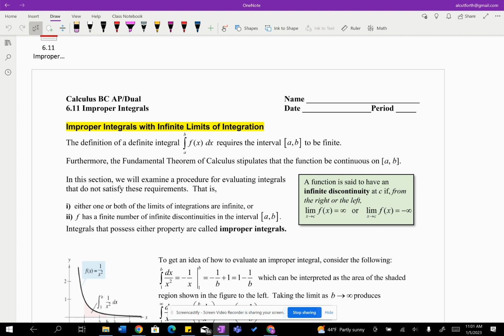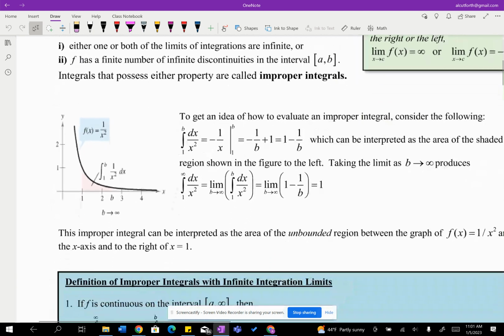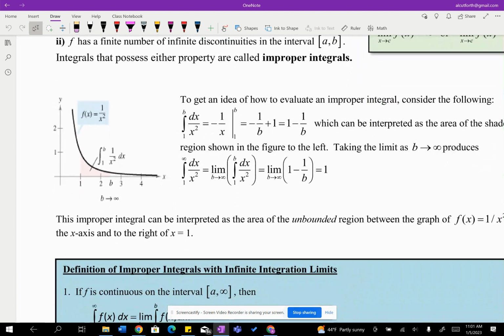So how in the world can we even talk about such a thing? It's actually a little bit intuitive. Let's look at an example. This is what we would define as an improper integral because there's an infinity in the limit. If we look at the graph of 1 over x squared, starting at 1 and going to infinity, remember an integral is the area under that curve. So what's the area under this curve from 1 to infinity?